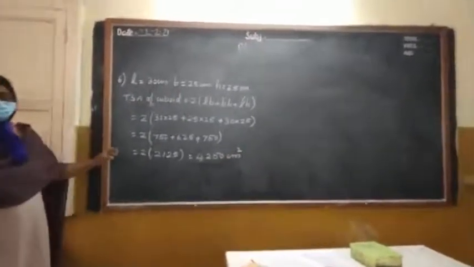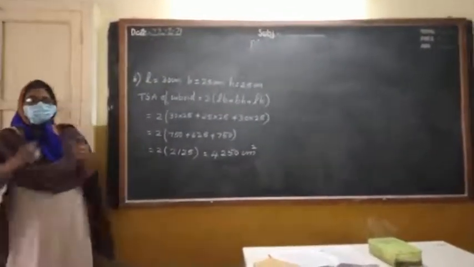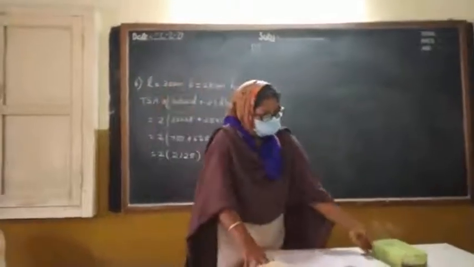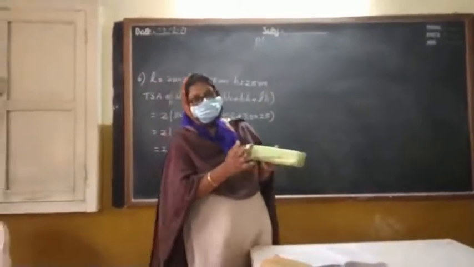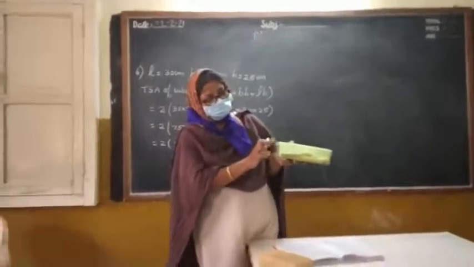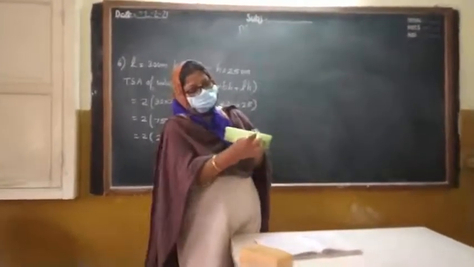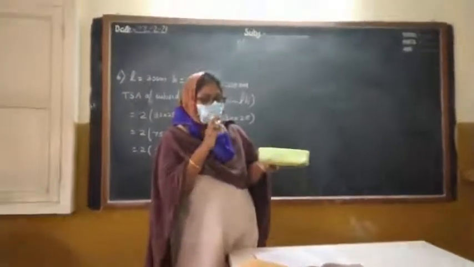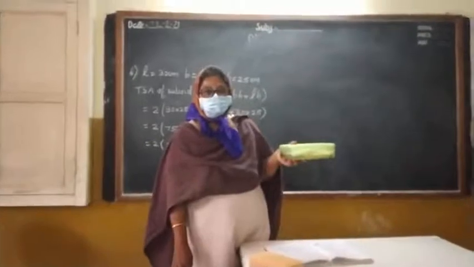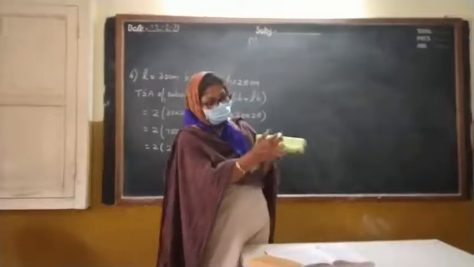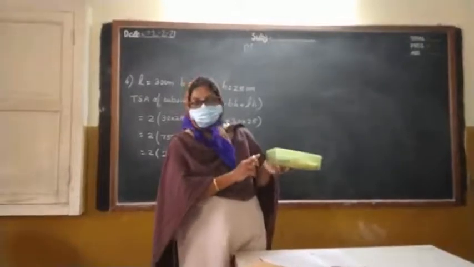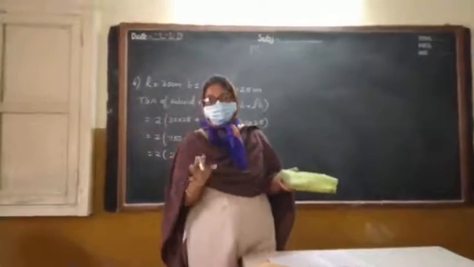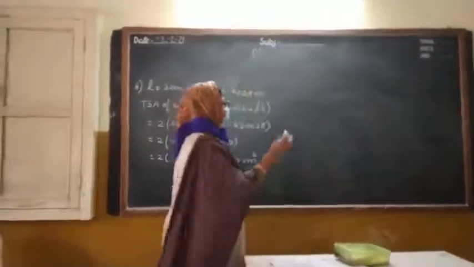But second question is what? 12 edges are there. Now 12 edges, how will it come? Like this it is coming. 1, 2, 3, 4, 5, 6, then 7, 8, 9, 10, 11 and 12. So how many times length will come? 4 times length will come, 4 times breadth will come and 4 times height will come. So 12 required.